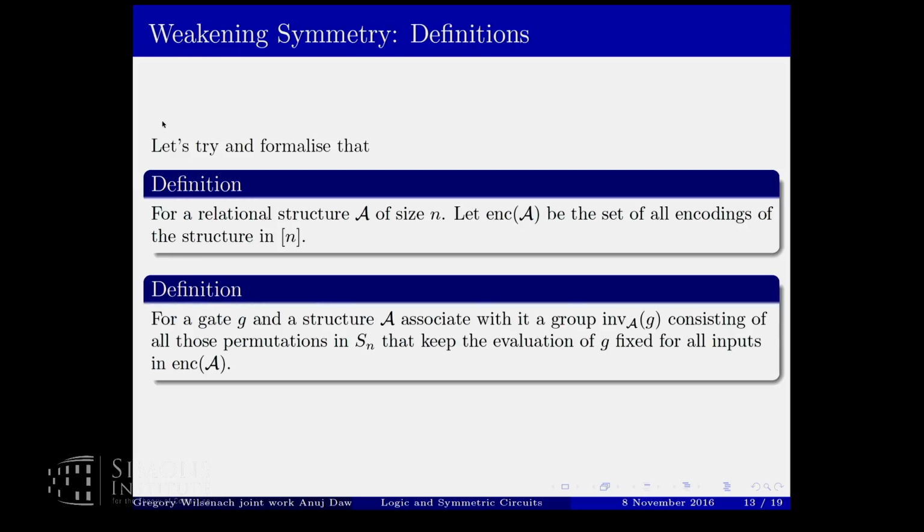Now let's think about all permutations of the input which, for a particular structure A and a particular gate G, keep G constant for all isomorphic copies of our structure A. Okay. So we're going to call that the invariance group of G with respect to A.